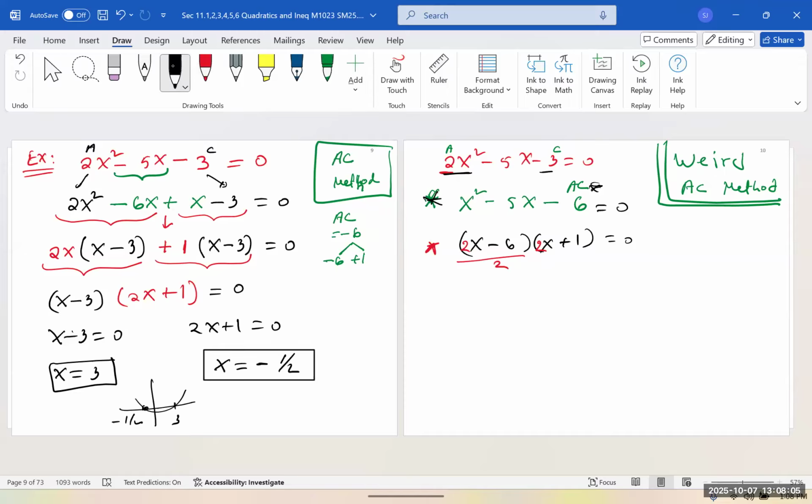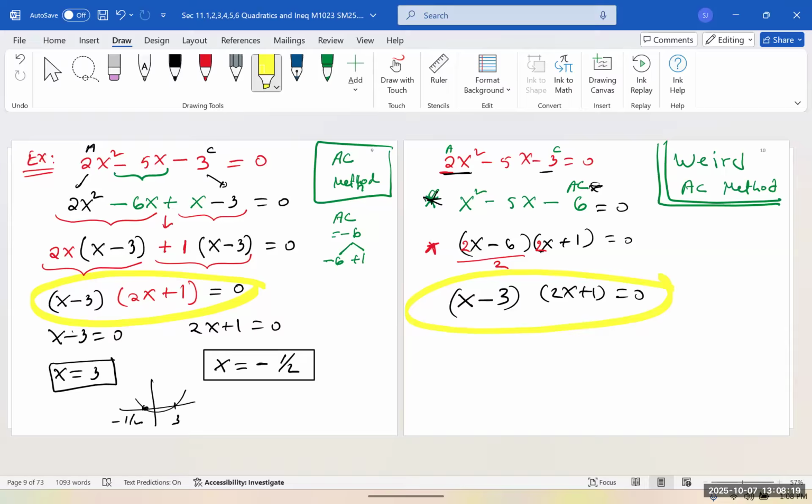What do you get? x minus 3, and keep your other factor. What do you observe? This and this, they're exactly the same two things. Right? One of them we got using the normal AC method, and this is the weird AC method. It's easier, right? It's weird, but easier. It doesn't make sense. Like, we did all these wrong things, but we got the correct results.